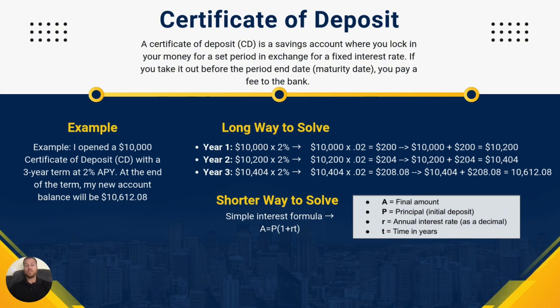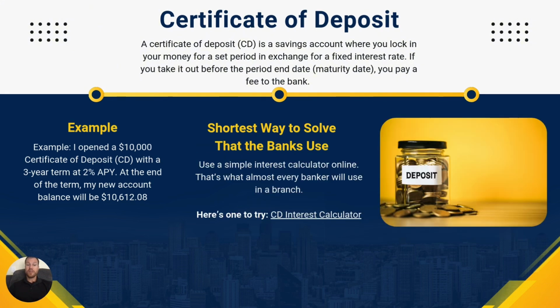The shorter way to solve it is by using the simple interest formula off here on the side, and I show you what all of the different criteria are on the legend for that formula. Now that my students know how to do it the mathematical way as well as the long form way, I show them an even easier way, which is the trick of the trade. And this is what financial institutions and banks are doing. They just use a CD interest calculator. I personally have my students use one from bankrate.com. I've used it for years, and it's just a simple interest calculator. It's online, and that's what almost every banker in the United States is going to be using in a branch.